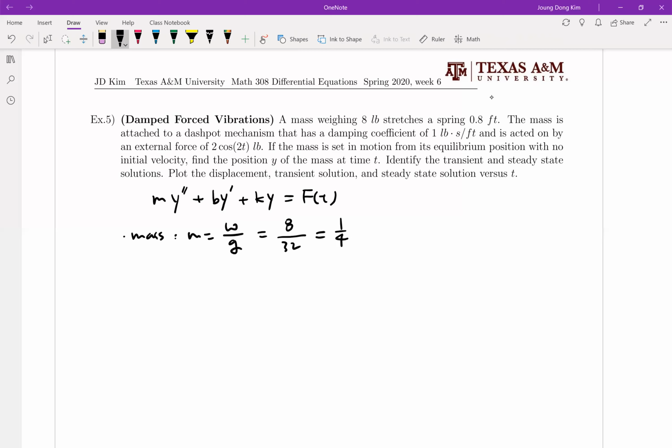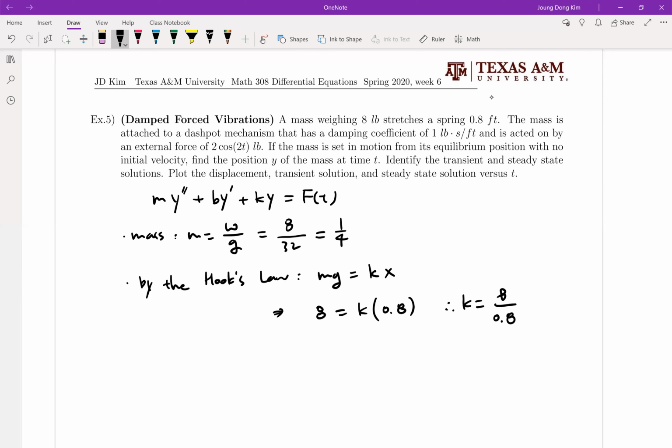And what about the spring coefficient? It can be found by Hooke's law, right? So what you're going to do is mg, which is the mass weighing, is equal to kx. My mg is given by 8 pounds, k times the stretching amount is 0.8 feet, right? My k is 8 over 0.8, which is 10. Okay, so we are almost ready.